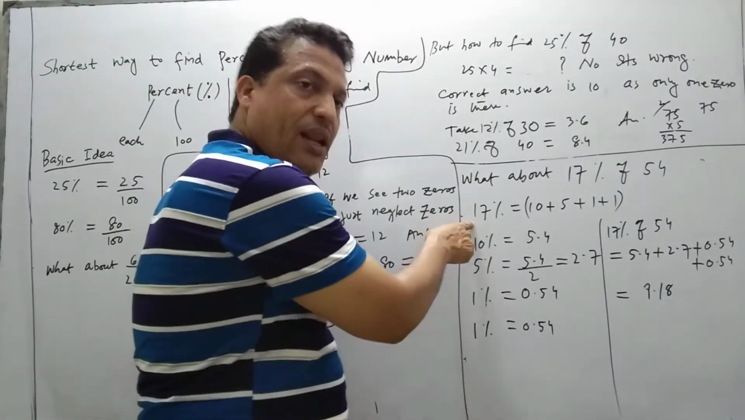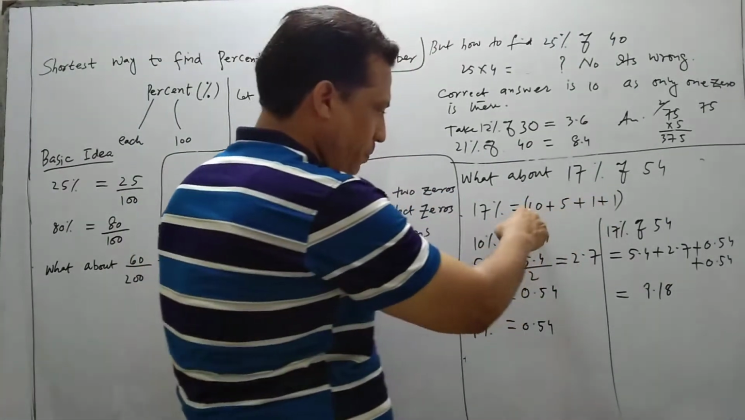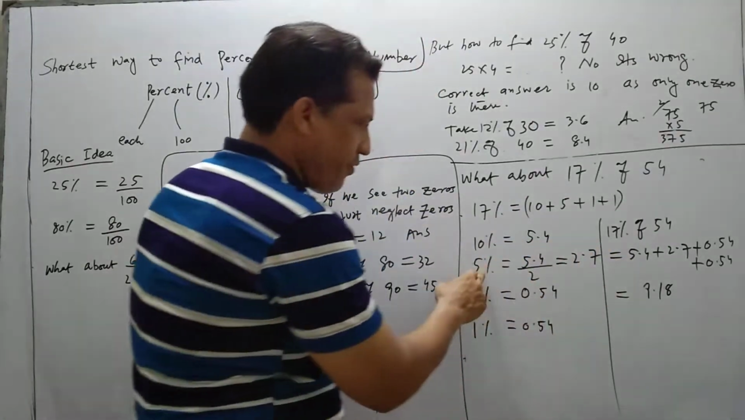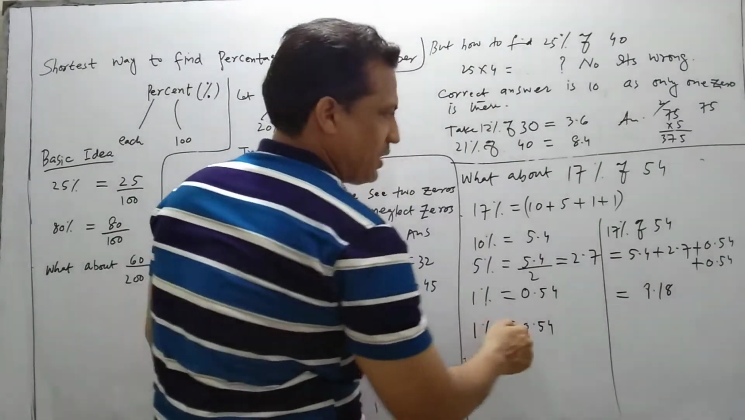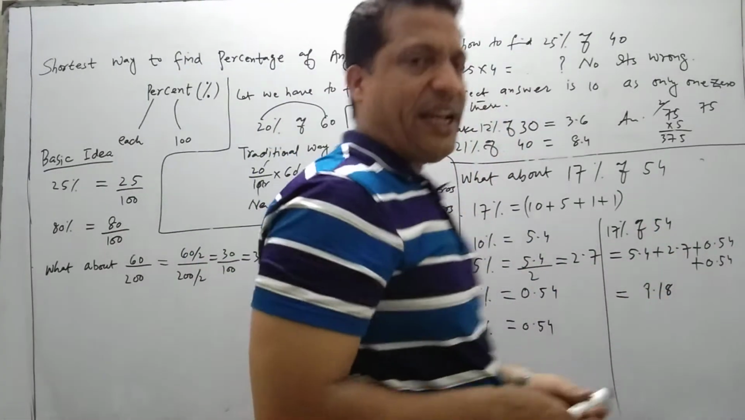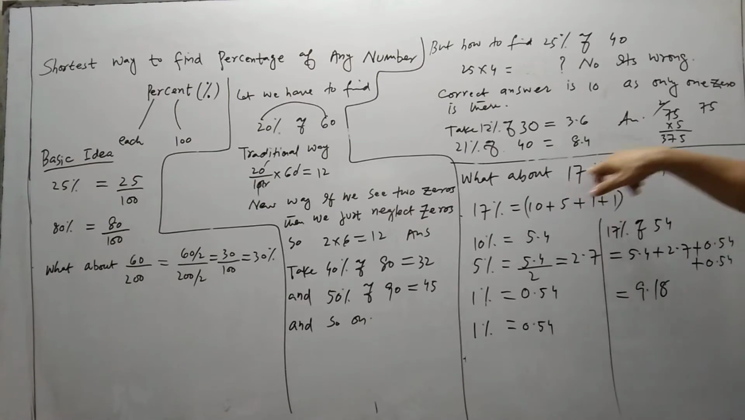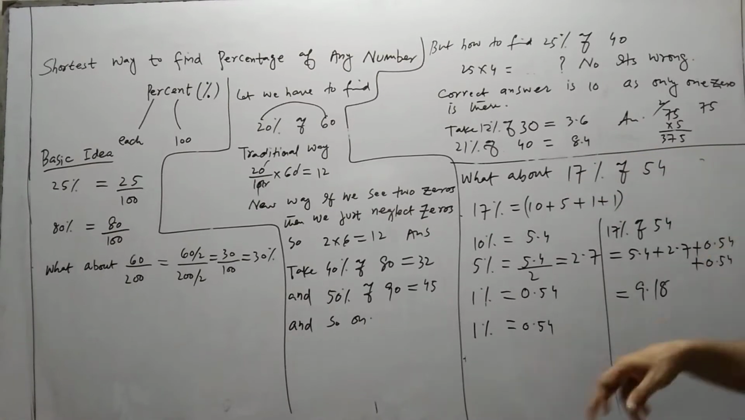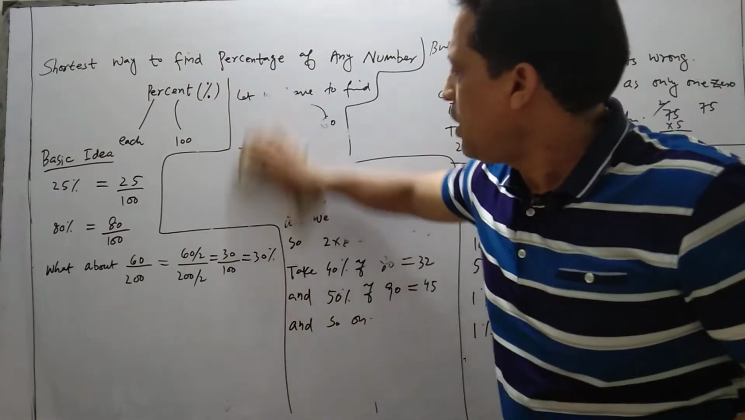So 17% is split into 10, 5, 1, 1. 10% is 5.4, 5% is 2.7, 1% is 0.54, 1% is 0.54. Add all these things to get 9.18. And I assure you, if you use a calculator and find 17% of 54, you will get the same answer. So this method is very easy.